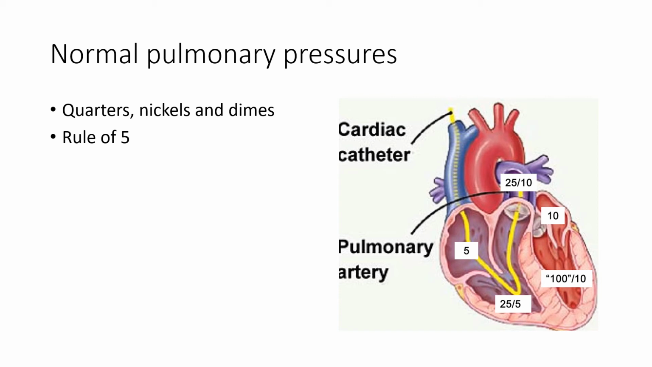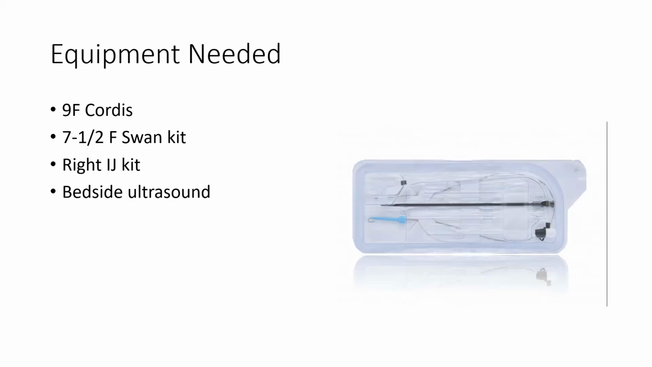Now again, remember that there's a range. So 5 could be anywhere from 3 to 8. So 5 is the middle, 3 to 8. 25 could be anywhere from 22 to 27. And then it's the same sort of thing. Another quick way that you can remember it, if you're familiar with U.S. currency, is quarters, nickels, and dimes. So you can just think of it this way: 5 cents is a nickel, 25 cents is a quarter, 10 cents is a dime. So this is a quick way that you can remember this.